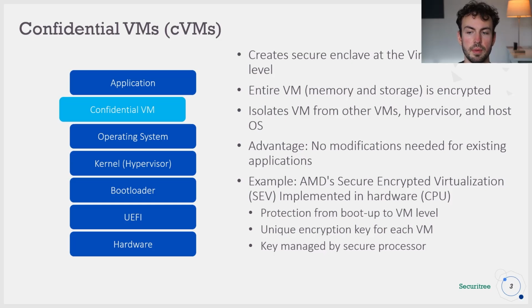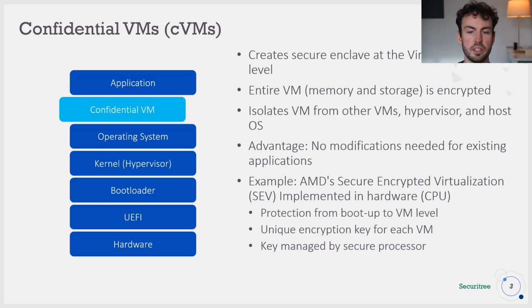A prominent example of CVM technology is AMD Secure Encrypted Virtualization, or SEV. AMD SEV is implemented directly in hardware, specifically in the CPU. It provides protection from the hardware boot up process all the way to the VM level. Here's how it works. When a CVM is created, a unique encryption key is generated. This key is used to encrypt all the data associated with that VM, including the memory contents and storage.